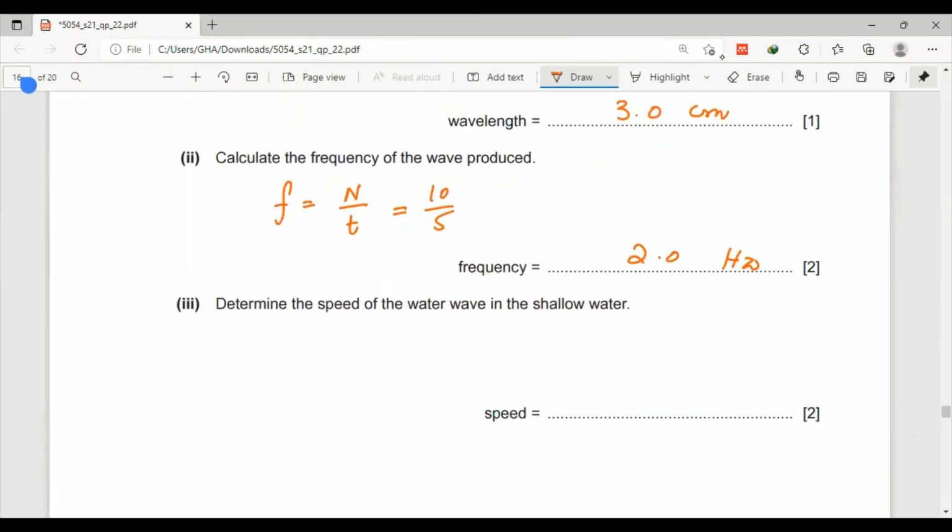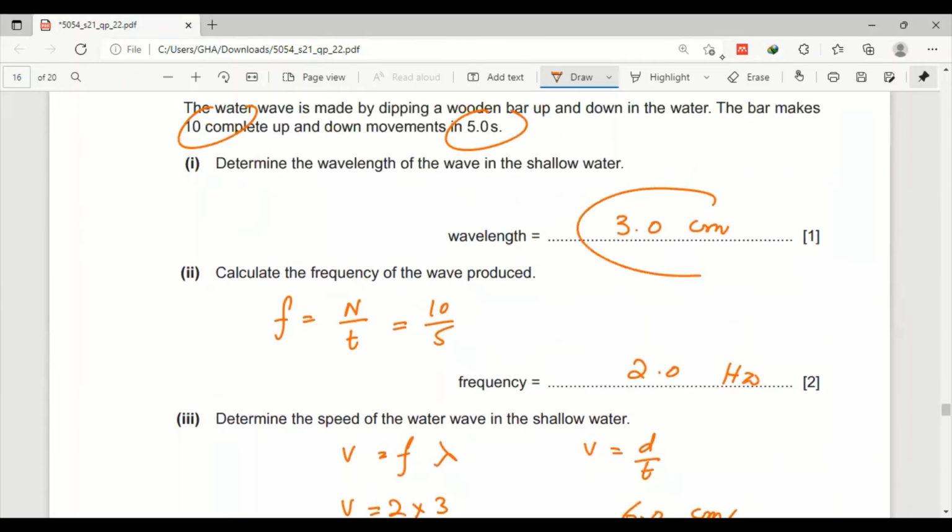Determine the speed. So v is equal to f lambda. Our speed is equal to distance divided by time. So look, v is equal to f lambda. The frequency is 2 and the wavelength is 3. So the answer is 6.0. This is centimeter per second because the wavelength is measured in centimeter.